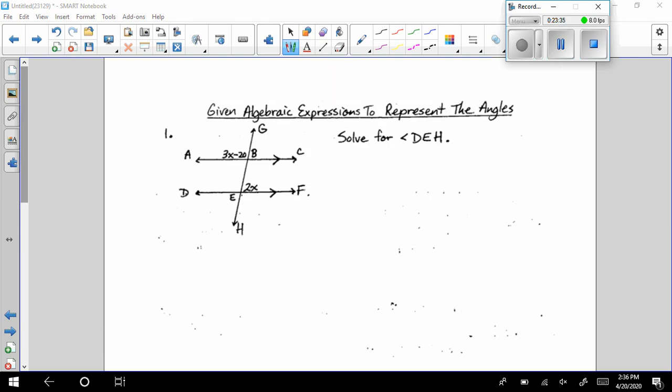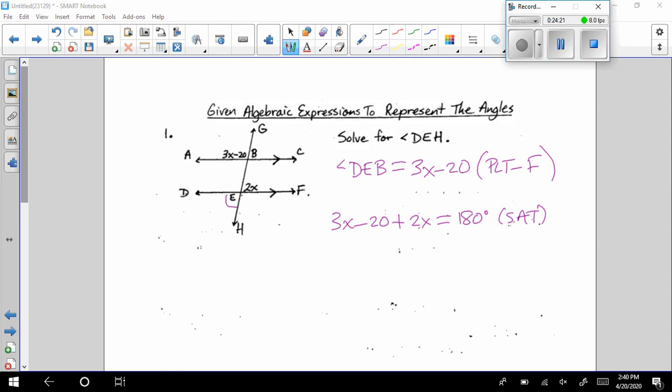In this last section, instead of being given the angle measure in a diagram, like saying an angle is 70 degrees, for example, we have algebraic expressions representing the angles. This question is asking us to solve for angle DEH, which is this angle right in here. Well, I'd first need to solve for x to enable me to figure out how big this angle here is. And then I'll know how big this angle is because I see that these are opposite angles to one another. That's one way of approaching it.